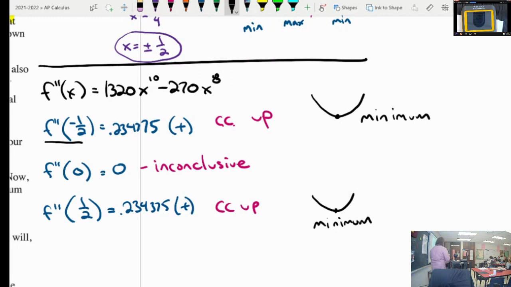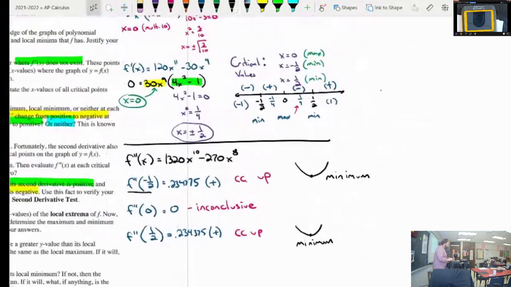You can use either one to do this. So the only tricky part is when f double prime is 0. Usually that means there's a point of inflection, but this happens at the (1, 0) that's repeated like 10 times. It's no new information there. We already know that's a maximum, though, from the previous problem.